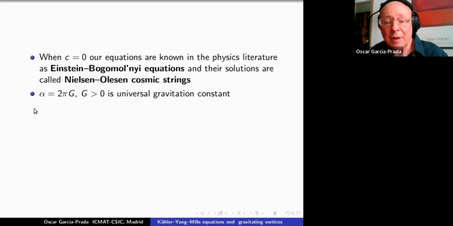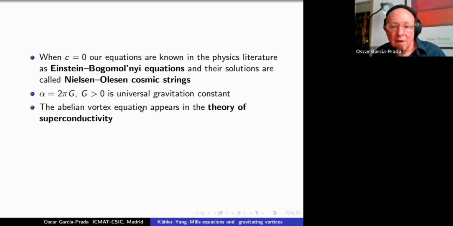In this context, the parameter alpha that we had there has some meaning in terms of some universal gravitation constant. And the abelian vortex equations, initially, are related to the theory of superconductivity, except that there this is a study on the complex plane, not on a compact Riemann surface. By the way, the existence theorem for the abelian vortex equations on the complex plane was done by Cliff Taubes in his thesis, and it appeared in the very beautiful book by him and Arthur Jaffe, on vortices and monopoles.